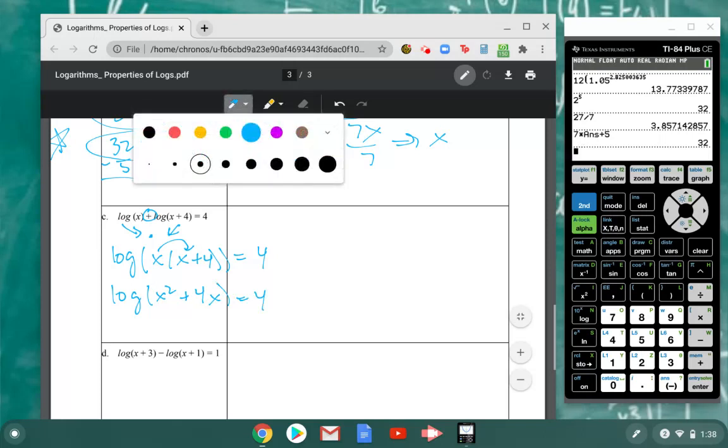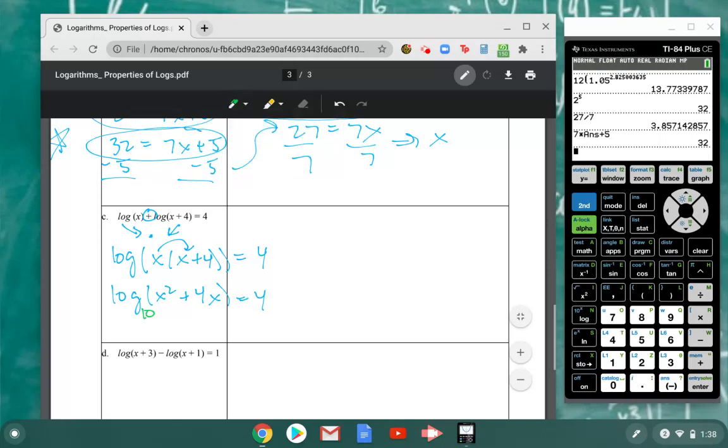This is base 10, so I can go ahead and rewrite it using exponential form. 10 to the 4 is equal to x squared plus 4x. 10 to the 4 has 4 zeros. 1, 2, 3, 4. So that's 10,000 equals x squared plus 4x. If I subtract the 10,000 from both sides, 0 is equal to x squared plus 4x minus 10,000.